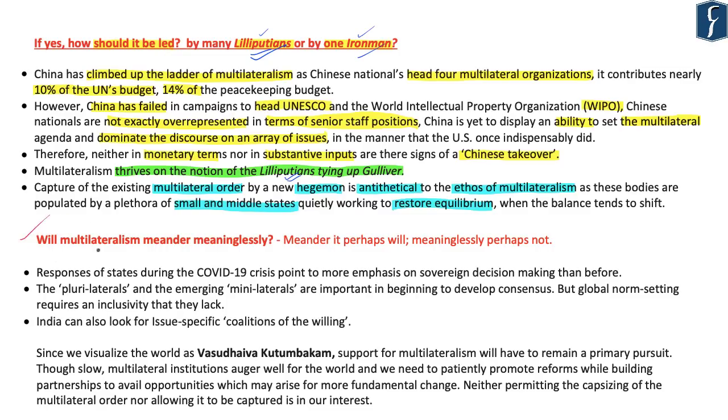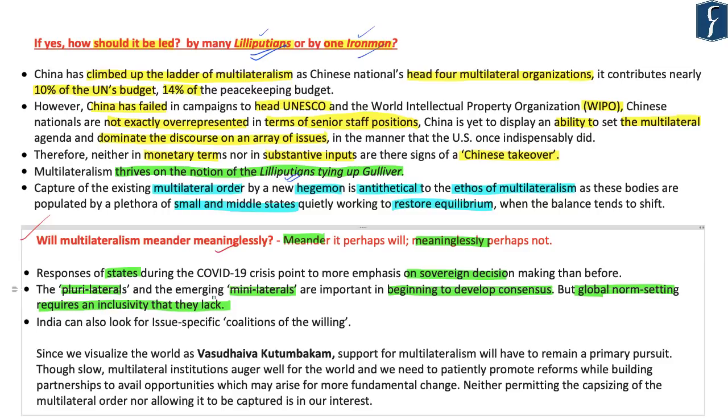And then the fourth question which the author has asked is: will multilateralism in the coming time meander meaninglessly? Well, the answer to this is that maybe multilateralism will meander, however, its meandering will not be meaningless. Now, as stated earlier, the response of the various states during COVID-19 has reinforced the need to make sovereign decisions. In addition to COVID-19, of late, a lot of plurilateral or minilateral organizations are coming up. And these plurilateral and minilateral organizations are very important to develop consensus and a kind of balance. But as stated earlier, global norm setting requires a lot of time and inclusivity, which they actually lack because they are dominated by one superpower.